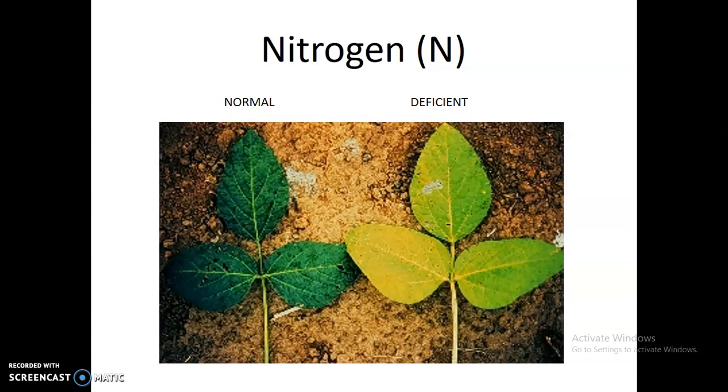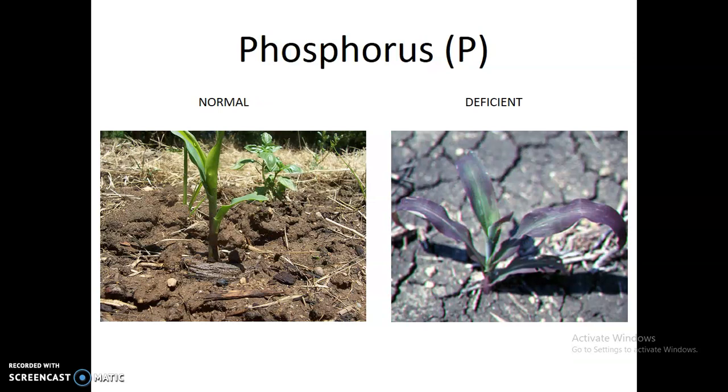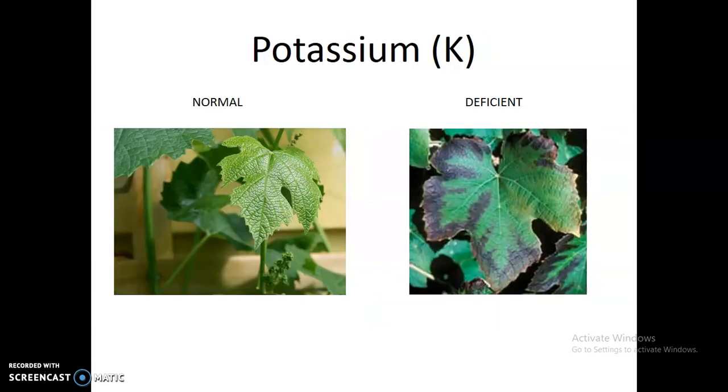If we have a look at nitrogen, then this is a normal plant, and there's a nitrogen deficient plant. You can see the leaves are much more yellow. If we look at phosphorus, what can we see there? Well, you've got that purple discoloration. You've got really poor growth, particularly in the shoot there. And potassium is the last of the elements, and you can see the sort of brown discoloration on the leaves there.